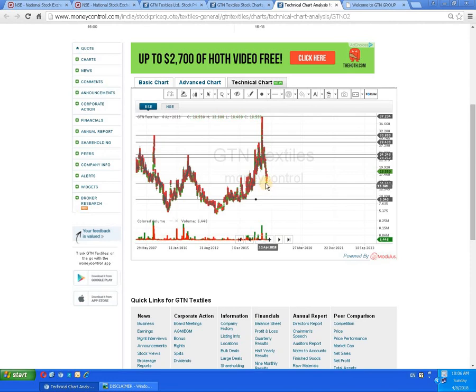Suppose the script breaks the level of 14 rupees, another 5 rupees correction is expected, near about the 10 to 9 rupees level. It will be a big support, otherwise below that there is a free fall. Suppose we expect the script to turn around from this particular level and break the 24 and 25 level, it can easily reach up to the 37 level. And above 37, the rally will be very big.